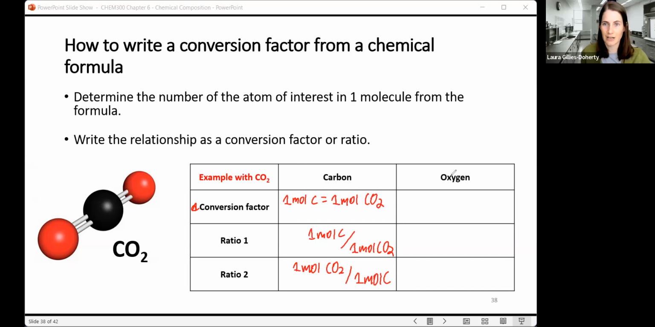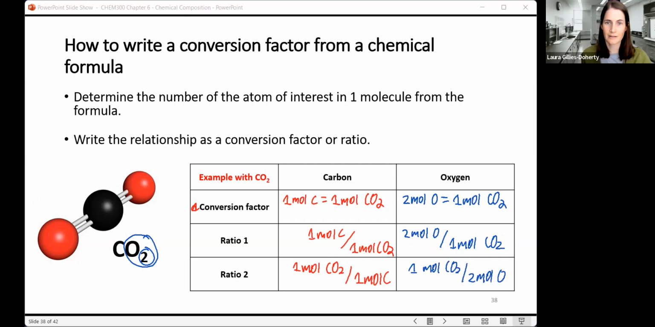Let's do the same thing with the oxygen found in carbon dioxide. So here, from the chemical formula, we have 2 moles of oxygen for every 1 mole of CO2. So we could write that as 2 moles of oxygen for every 1 mole of CO2. Or we could write that as for every 1 mole of CO2, there's 2 moles of oxygen.